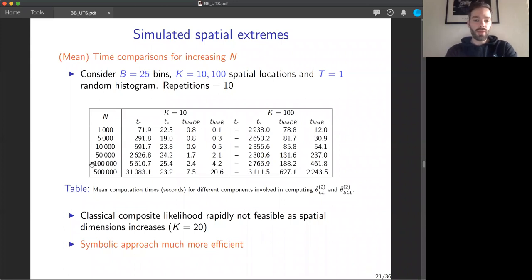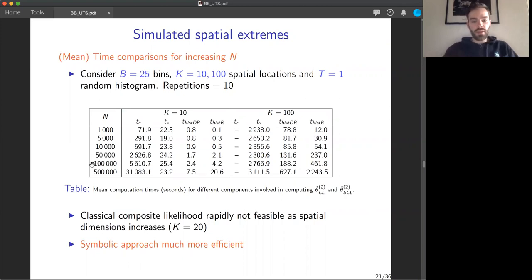And so here we have another example where I have 25 bins, and I'm going to compare the case where I have 10 locations, same as in the previous slide, but also 100 locations, which is more what you have in applications, and roughly the number of locations that we have in our application for the Austrian temperatures.